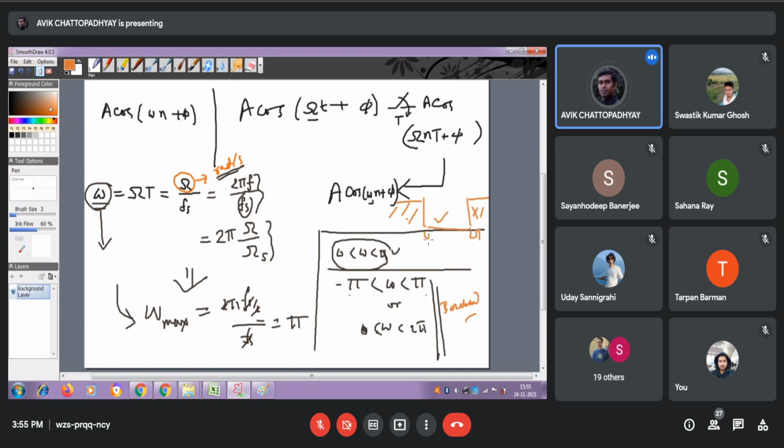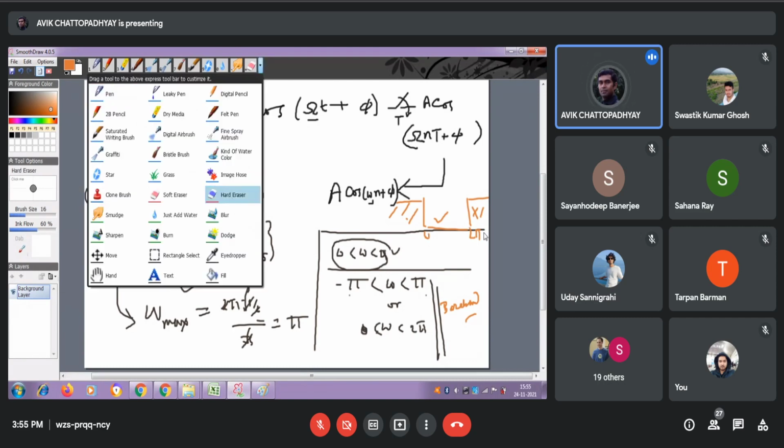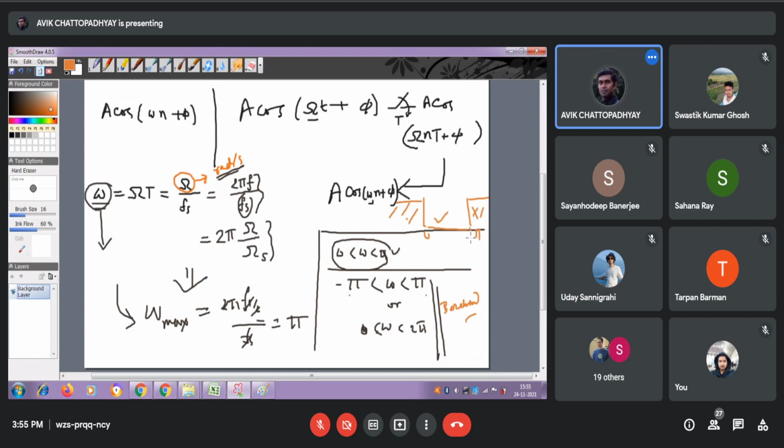So if you can restrict your vision within that range, then it is sufficient. You don't need to look outside that. But in general, I should write not 0 to 2 pi. Actually, I should write 0 to pi. Okay, 0 to pi should be the range in general.